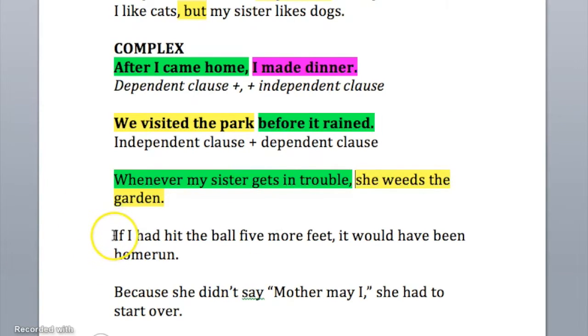Let's look right here. If I had hit the ball 5 more feet, comma, it would have been a home run. Who can break this sentence down for me? Ayana, you want to give it a try? So if I had hit the ball 5 more feet, and what would that be? That would be the dependent clause. Absolutely. And then it would have been the independent clause. You're absolutely right.